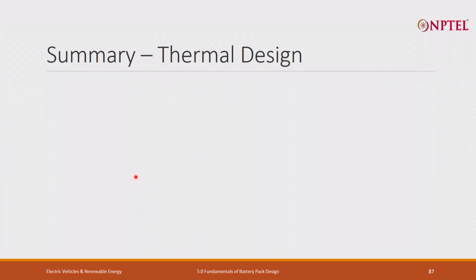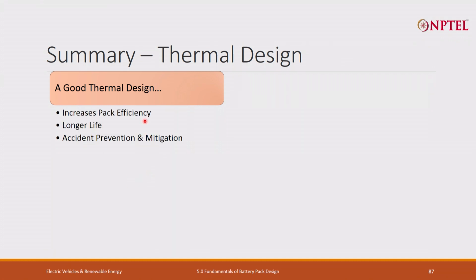So, let us summarize the thermal design of a battery pack. A good thermal design increases the pack efficiency by maintaining the temperature at an optimal band of 15 to 35 degrees centigrade. It improves the life of the battery pack drastically. Something between, you would have seen, 300 to 2300 cycles. That much impact comes if we do not maintain the thermal management system properly.